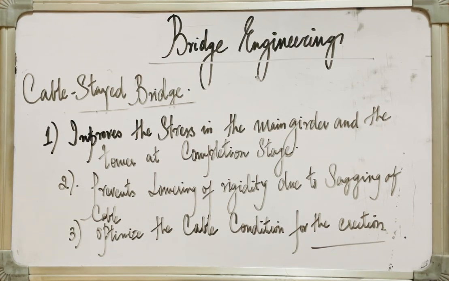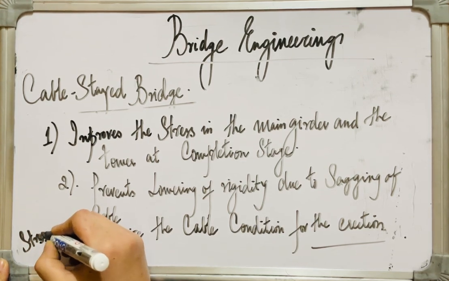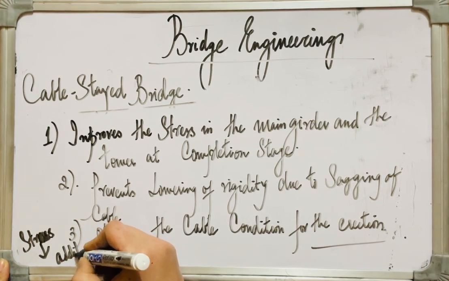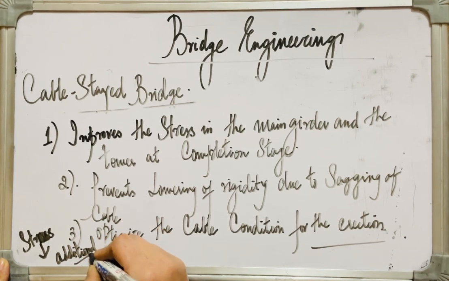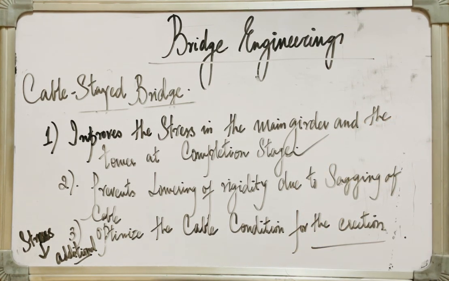Since we learned that the stress in the cable is improved, or we go on inducing additional stresses by means of pre-stressing these cables, we go on introducing additional tensile forces in the cables, and that gives us three main advantages. The first one is that it improves the stress in the main girder and the tower at the completion stage. It prevents the lowering of rigidity due to sagging of the cables, because the sag of the cables under its own weight is also a big challenge in the case of a cable stayed bridge. And the third one is that it optimizes the cable condition for the erection.